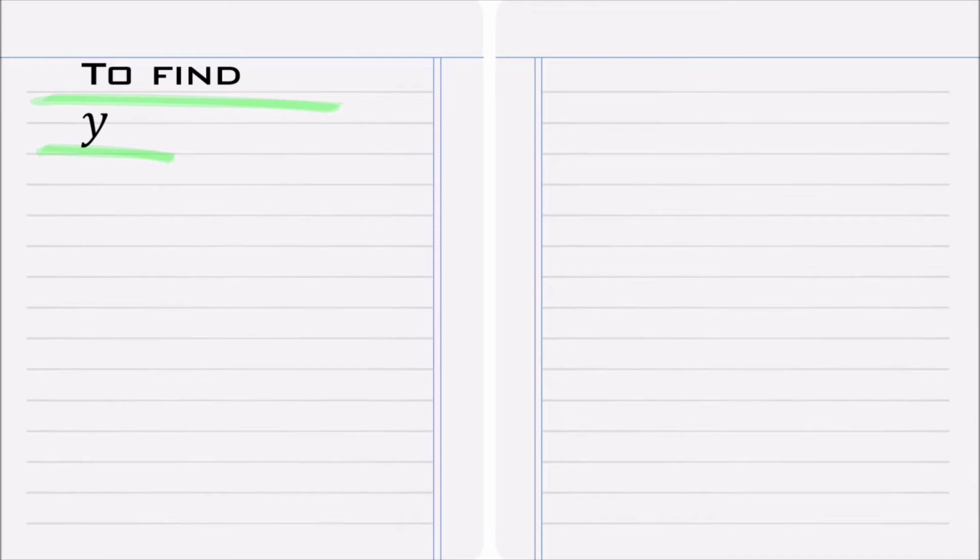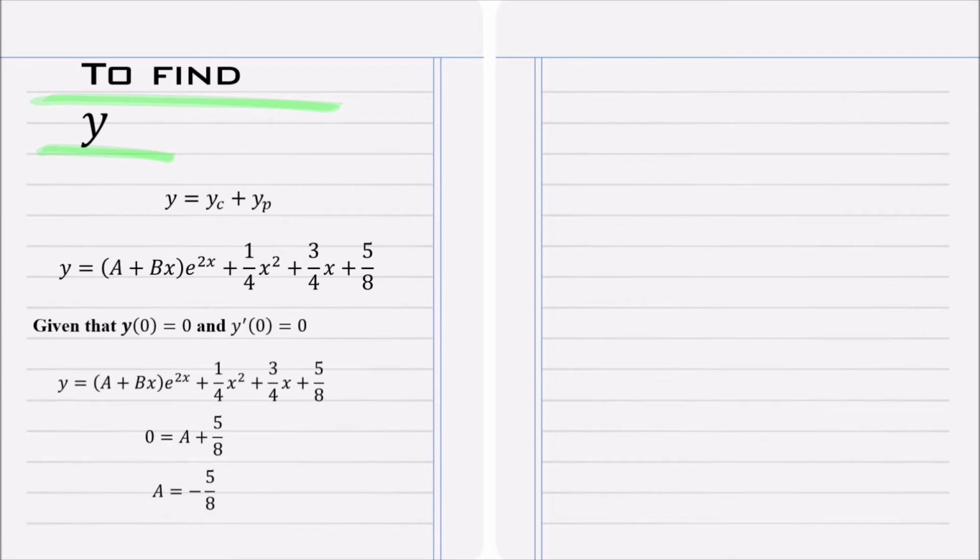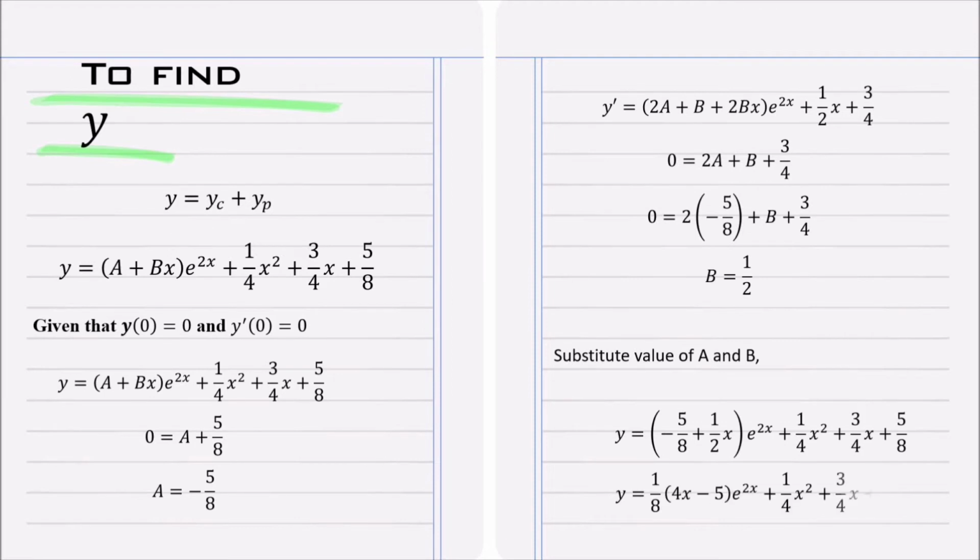Lastly, we need to find y equal to yc plus yp. After substituting the values of yc and yp, we can get the general solution of y. Given that when x equals 0, y equals 0, and y prime also equals 0, substituting x and y into the equation, we get a equal to negative 5 over 8. Doing the same thing on the equation of y prime, we get b equal to 1 over 2. Putting the values of a and b into the general solution, we can get the particular solution of y.